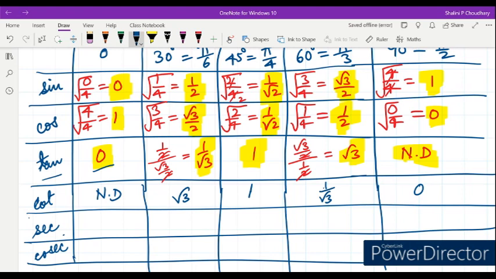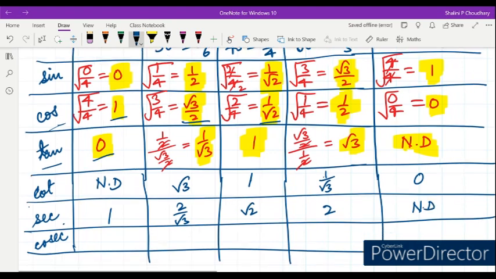Now sec, so we take cos: 1, root 3 upon 2 gives 2 upon root 3, 1 upon root 2 gives root 2, 1 upon 2 gives 2, and 0 is not defined. Now cosec from sine: sine 0 is not defined, 1 upon 2 gives 2, 1 upon root 2 gives root 2, root 3 upon 2 gives 2 upon root 3, and 1 will be 1.